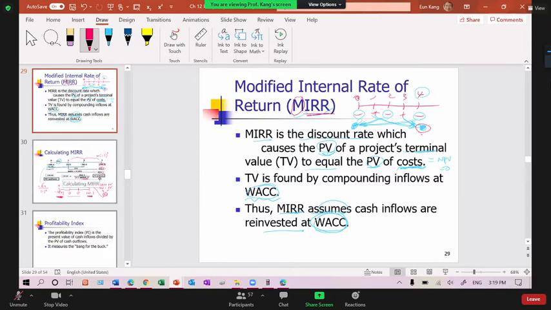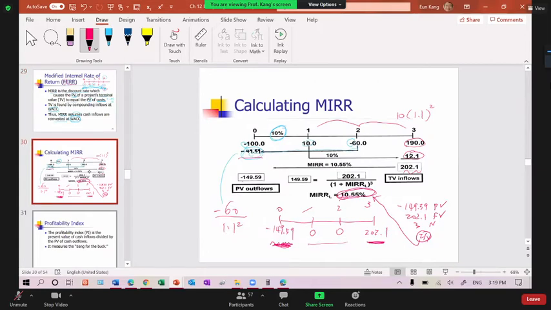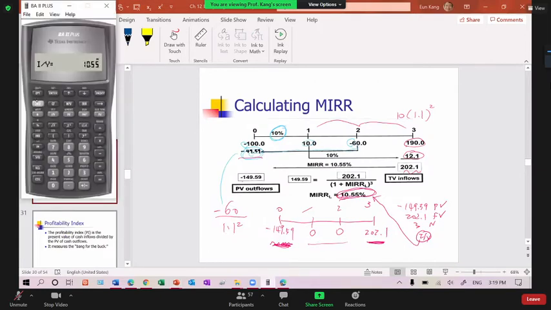Professor, could you do that again? I'm getting 10.59. That's strange. Second, clear TVM. 149.59, right? Negative present value. 202.1 future value. 3N, and compute IY, 10.55, right? Okay, you got that now.